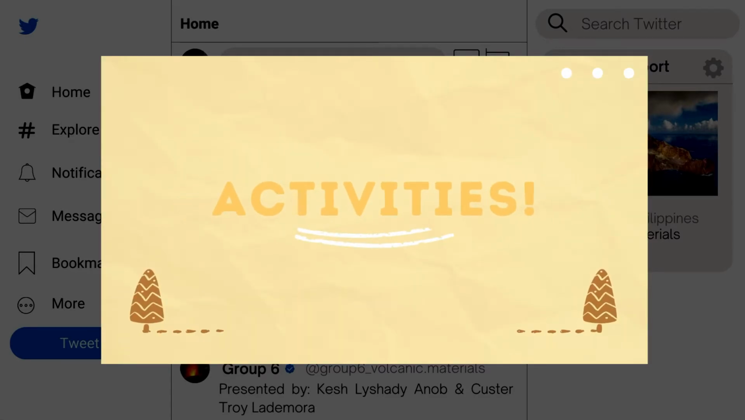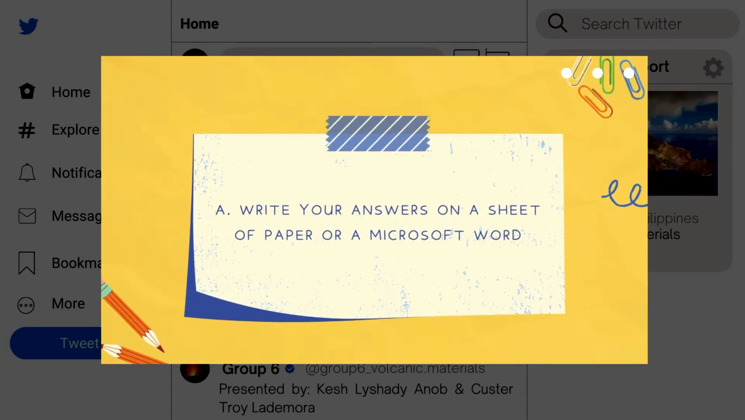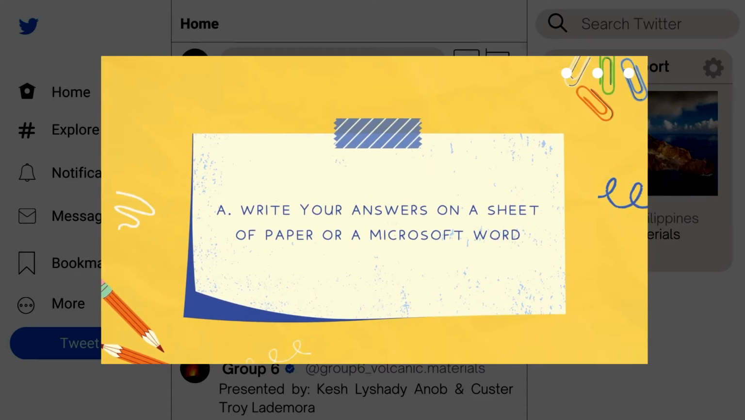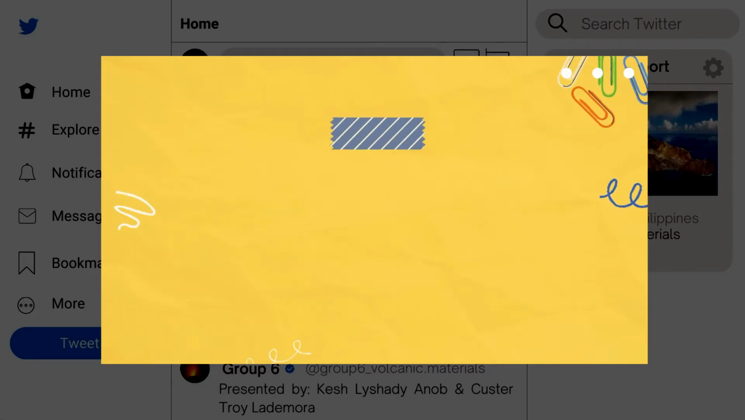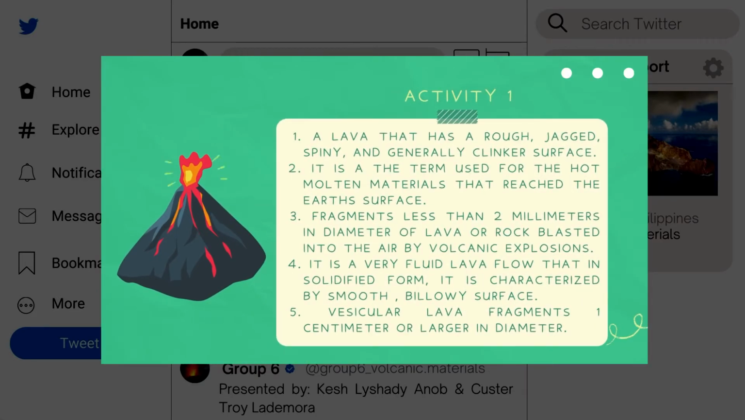For now, let's start with the activity and test what you have learned. Direction: write your answers on a sheet of paper or Microsoft Word. So let's start with the first activity. Number 1. A lava that has a rough, jagged, spiny, and generally clinker surface. Number 2. It is a term used for the hot molten materials that reach the Earth's surface.